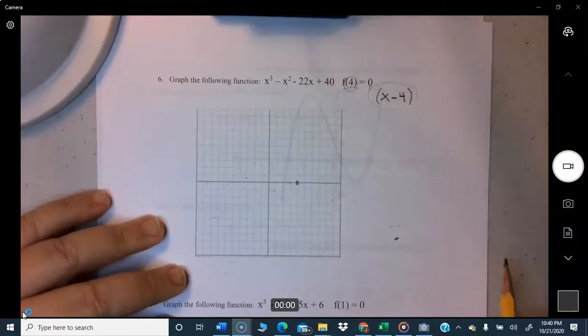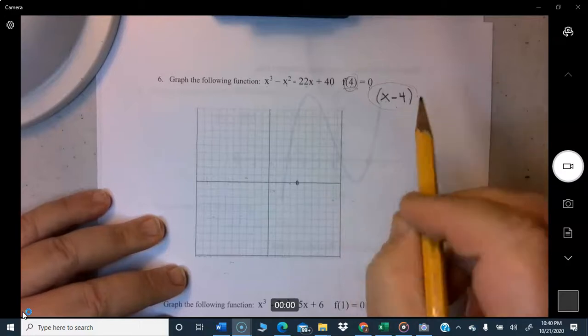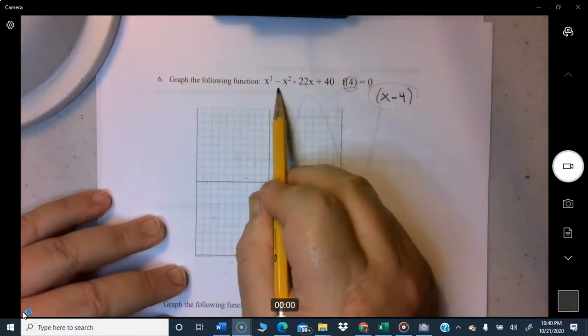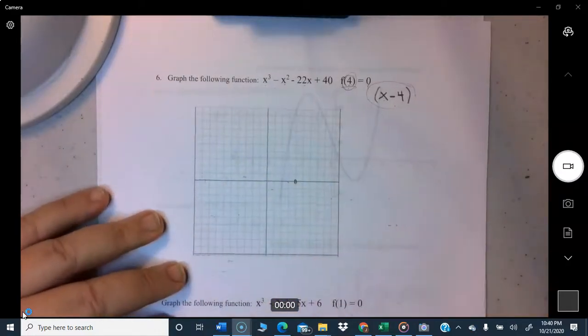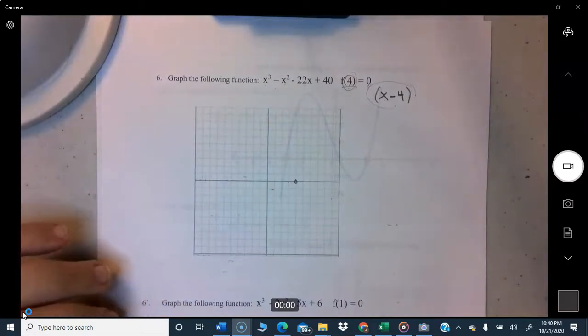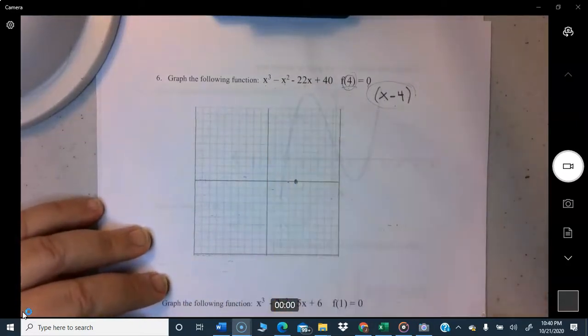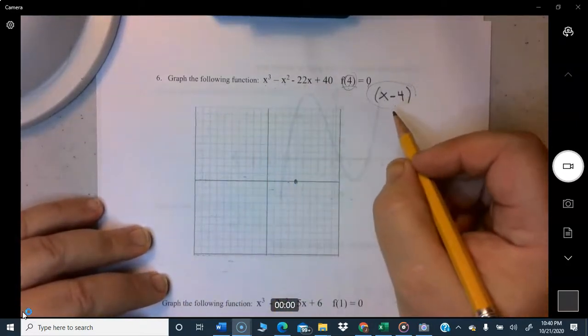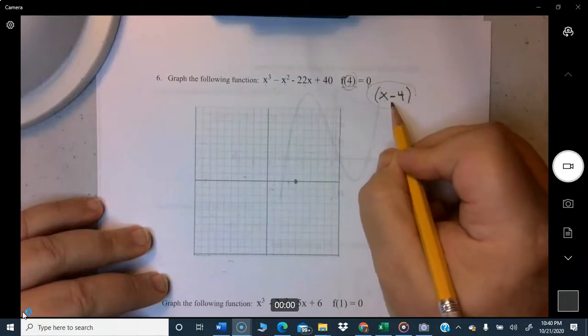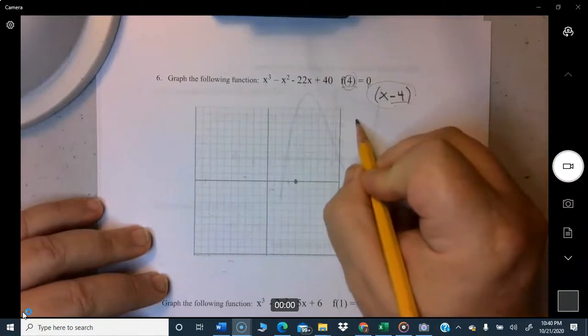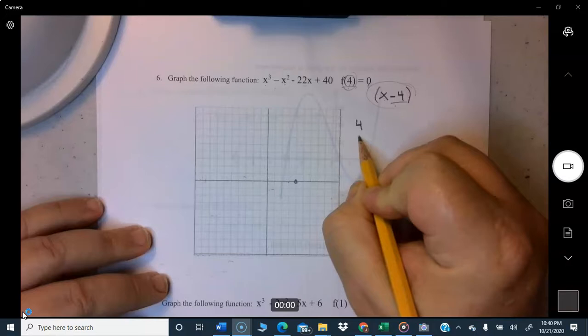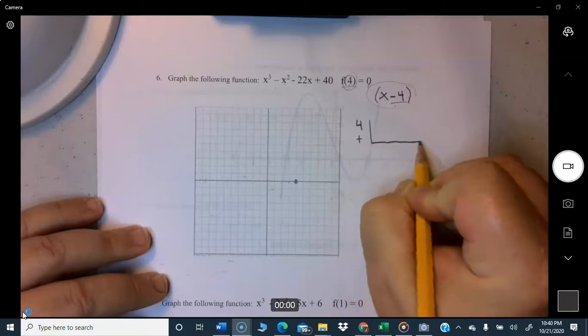This is the root or the 0. If this is a factor, it will divide into this evenly. Okay, that's just what a factor does. It means it's one of the things that will divide into this function evenly. So let's go ahead and do it using synthetic division. So we have a minus 4 here. So for synthetic division, you change the sign. Becomes a 4. And then we do this.